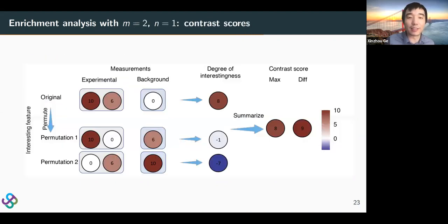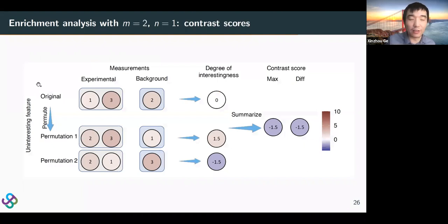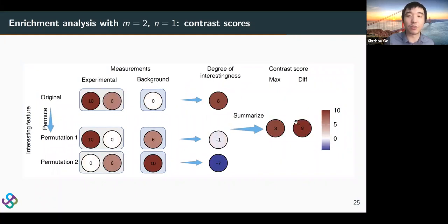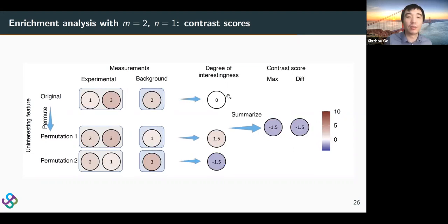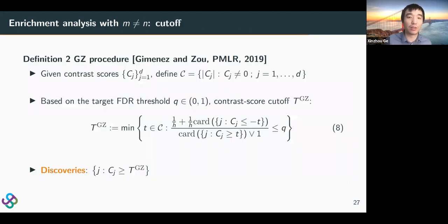And if we look at another uninteresting feature, for example this one, we will see that after the same calculation, we have small contrast scores for an uninteresting feature, but large contrast scores for an interesting feature. And finally, we will still do some cutoffs on those contrast scores, which is very similar to the one that I introduced previously.